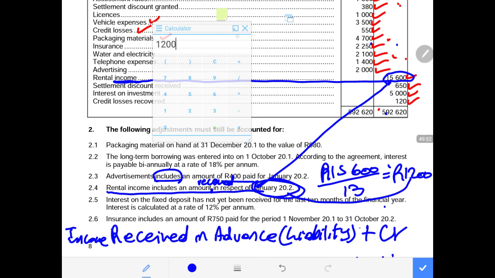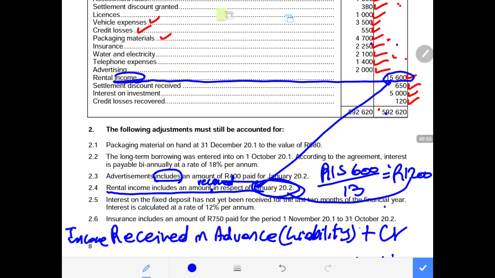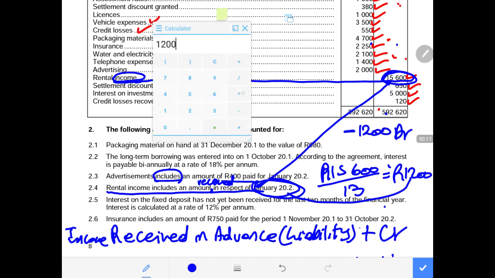Now remember once again that income increases on which side? Income increases on the credit side. Now if we are saying that our rent of 15,600 is overstated, is more than it was supposed to be, that means we need to decrease our income by how much? By 1,200. We decrease it on the debit side so that it becomes 1,200 only for 12 months times 12. That means this is the income that needs to reflect in the income statement.